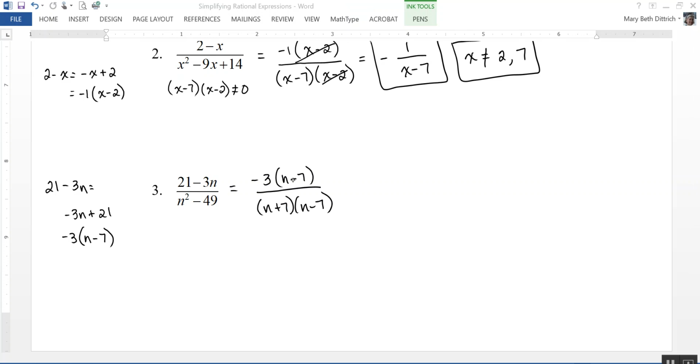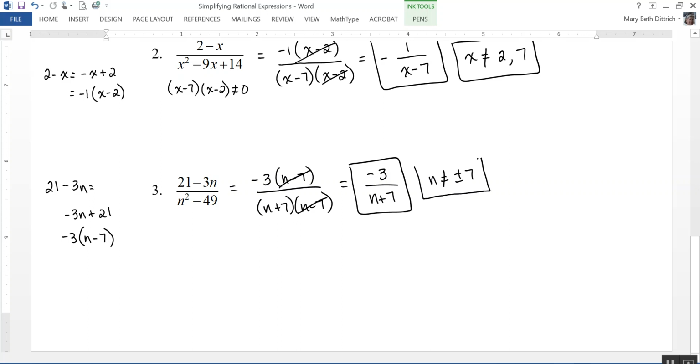So I notice that I have a common factor of n minus 7, so I'll cancel that in the numerator and the denominator, and that leaves me with negative 3 over n plus 7 is my simplified rational expression. And going back to my original factored denominator for my excluded values, n cannot equal a positive or negative 7.